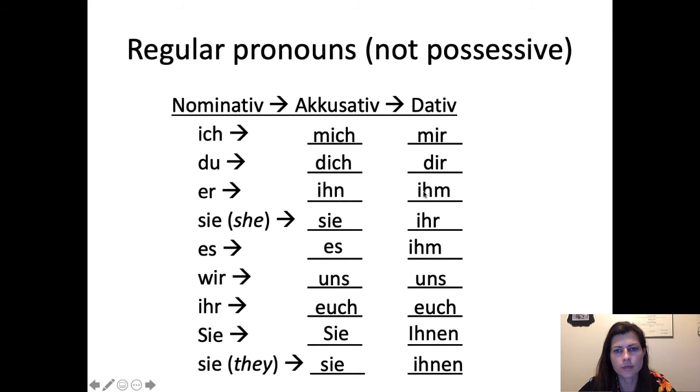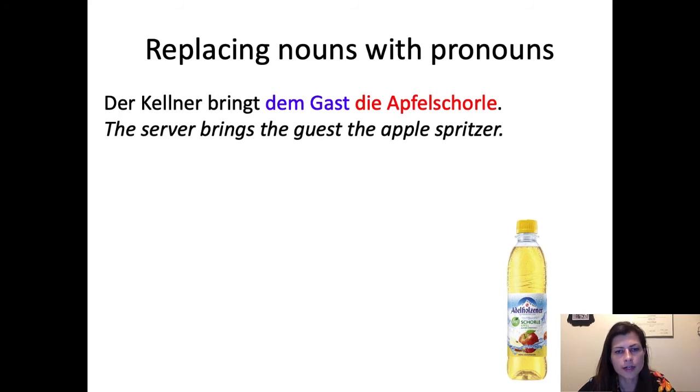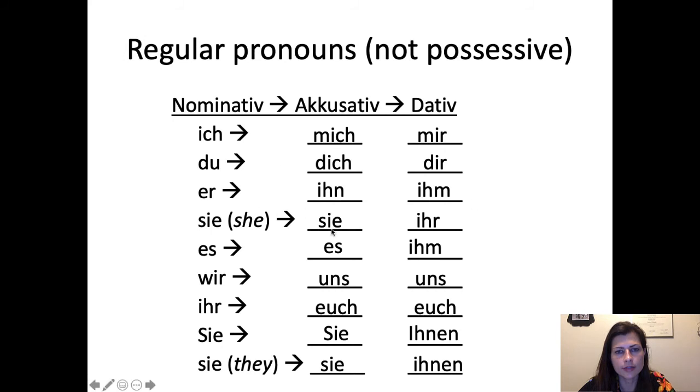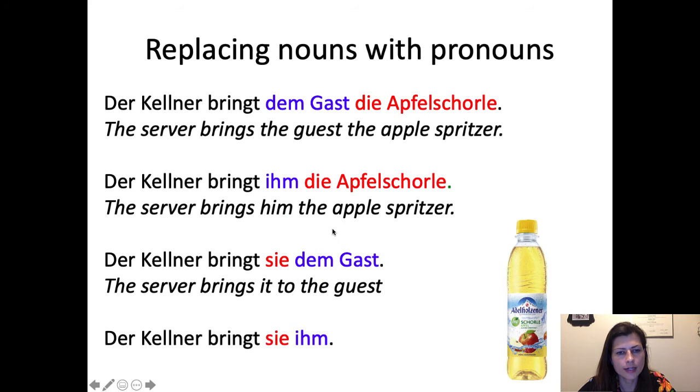Er becomes ihm. And then der Kellner bringt sie dem Gast, which is the server brings it to the guest, and now it's a feminine it because die Apfelschorle. So now we've got a feminine accusative. Der Kellner bringt sie, feminine accusative right here, dem Gast. And then der Kellner bringt sie ihm. You can also replace both of those nouns with pronouns, and you end up with the server brings it to him. One of them, the first one is in accusative, second one's in dative.